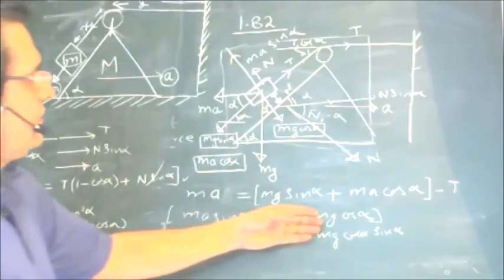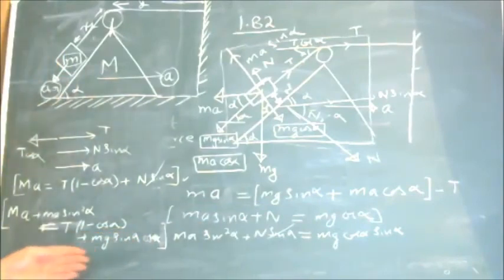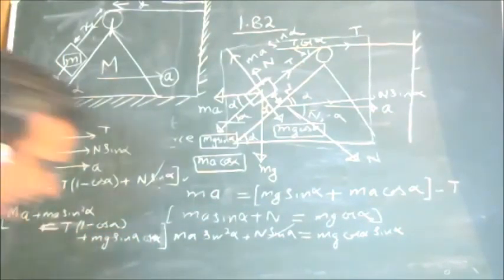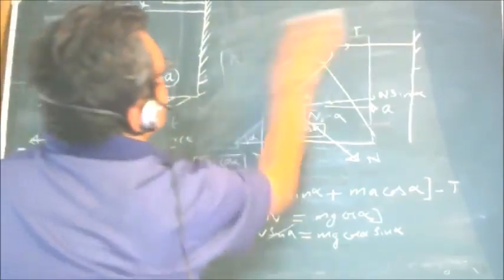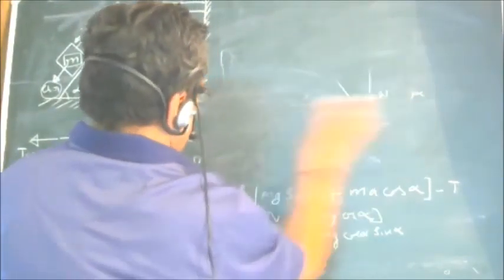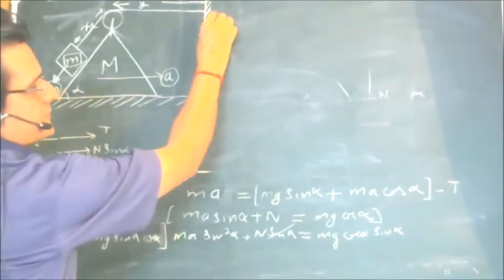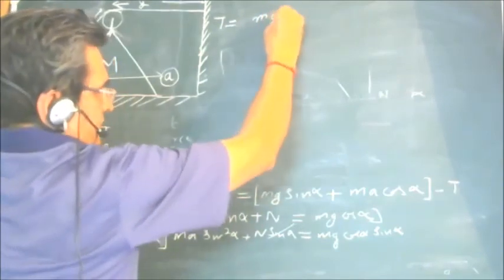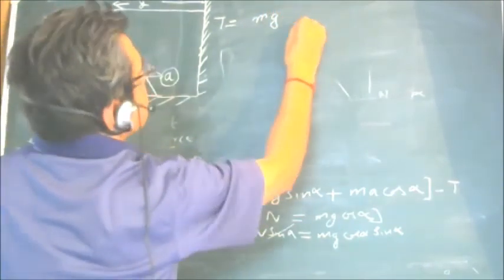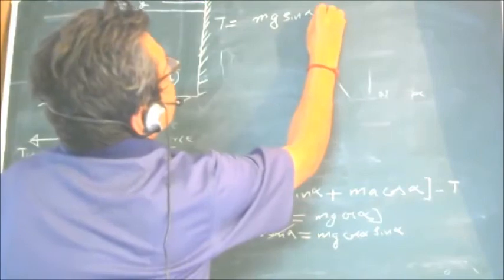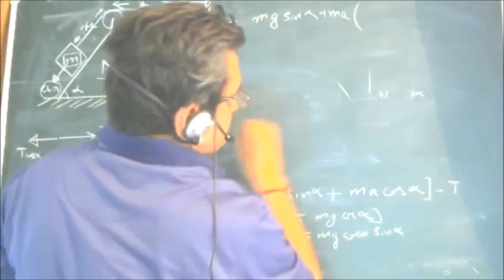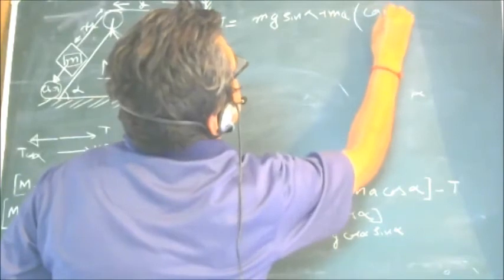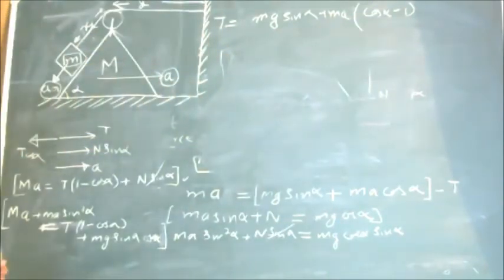So what is the value of T? We can place the value of T here and solve the equation. We will do it like this. Value of T is equal to mg sine alpha. T is equal to mg sine alpha plus ma cos alpha minus 1. This is the value of T. Now put the value of T in this equation.